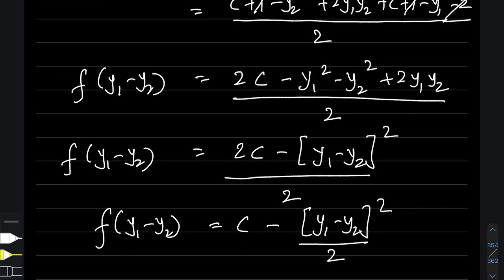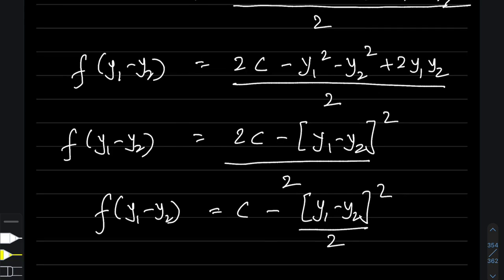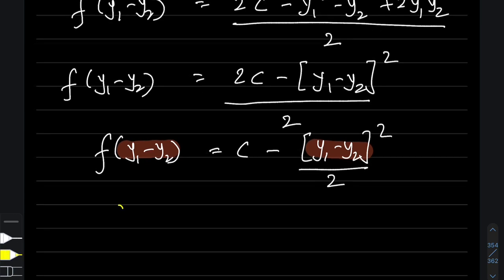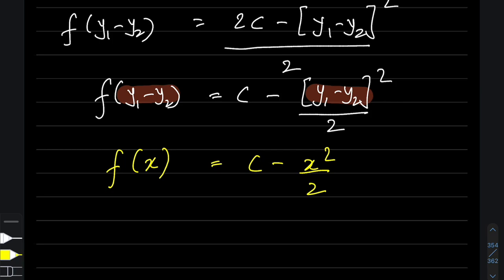Now, I would expect everybody to listen to this very, very carefully. So here, if you have put y1 minus y2 as your input, you are getting the function in terms of y1 minus y2. What does this indicate, my dear viewers? It indicates that if I put x in place of y1 minus y2, this should ideally give me c minus x squared by 2, right? So all I'm doing is changing the input to the function from y1 minus y2 back to x, right? So when I change it back to x, everywhere where there is a y1 minus y2 would automatically get replaced by an x. So what does it mean finally?